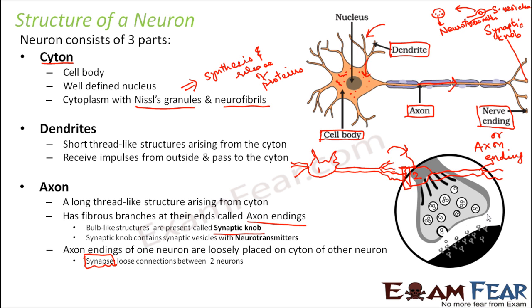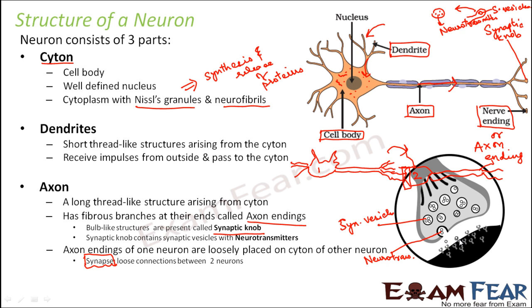Let us suppose this is an axon ending. This is a magnified picture of the axon ending. So this swollen part of the axon ending is nothing but the synaptic knob. Inside the synaptic knob you have these vesicles. These are the synaptic vesicles, and inside the synaptic vesicles you can see the neurotransmitters. Now as soon as the synaptic vesicles come towards the extreme end of the axon terminal, they release the neurotransmitters. So these are the neurotransmitters. Neurotransmitters are nothing but chemicals.